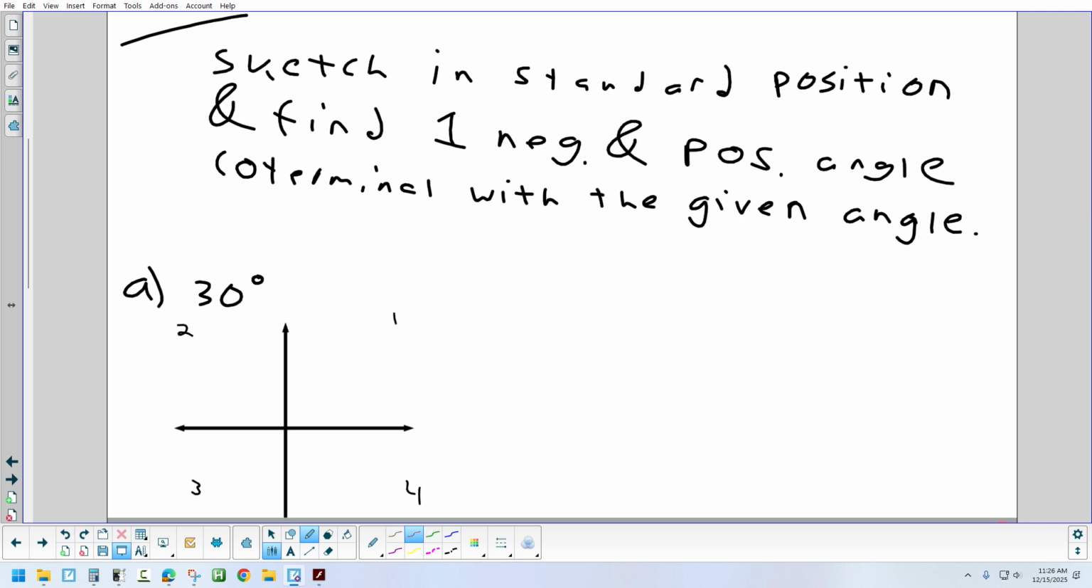Okay. So first of all, it says standard position. Where does that mean the initial side has to be? On the x-axis. Yep, it has to be on the x-axis. So there's the initial. Now, where would a terminal side of 30 degrees be? Roughly, yep. It's going to be in quadrant 1. Is it halfway, more than halfway, less than halfway? A little under. Like a quarter-ish. A third of the way up.